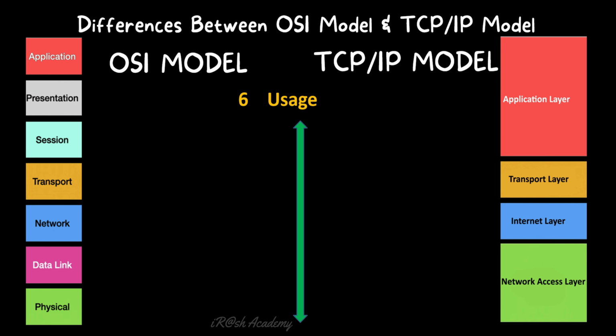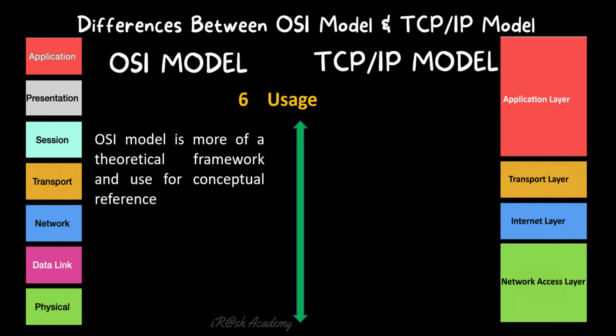Now, the point number 6, usage. So, the OSI model is more of a theoretical framework and used for conceptual reference. They don't use it that much in practical networks, because in practical networks TCP/IP is very popular and widely used over the OSI model.